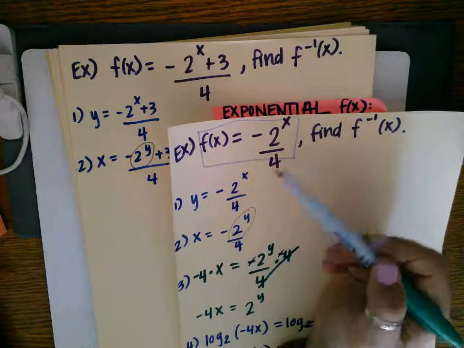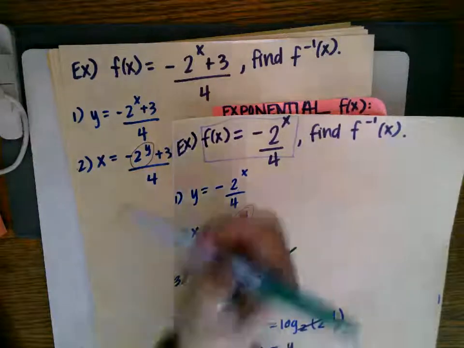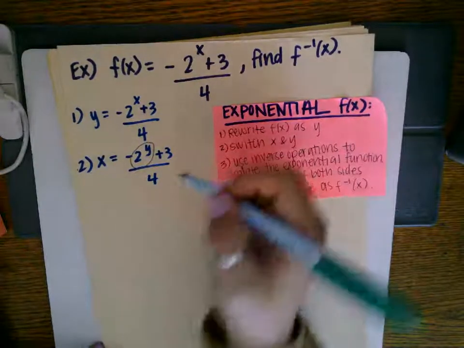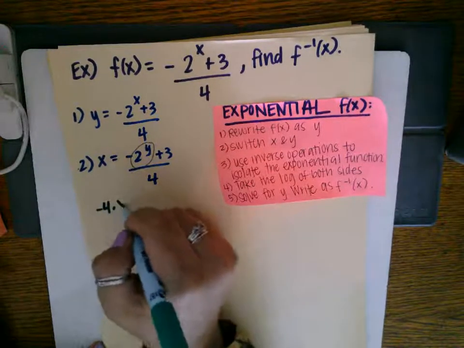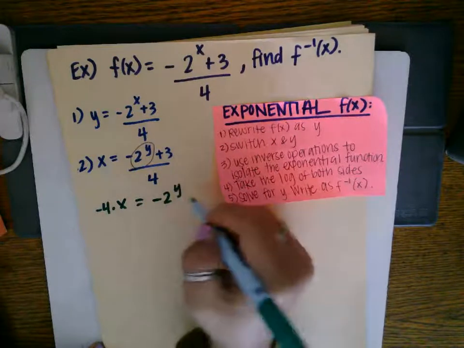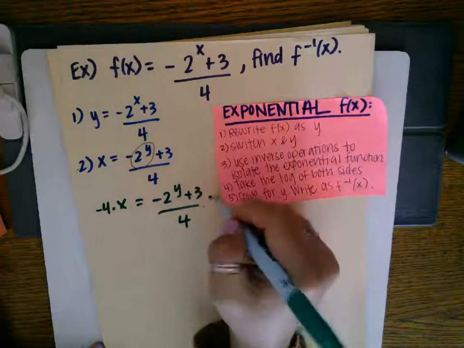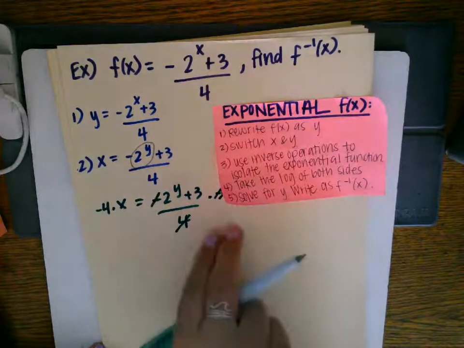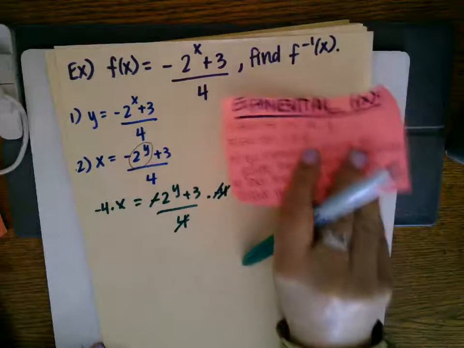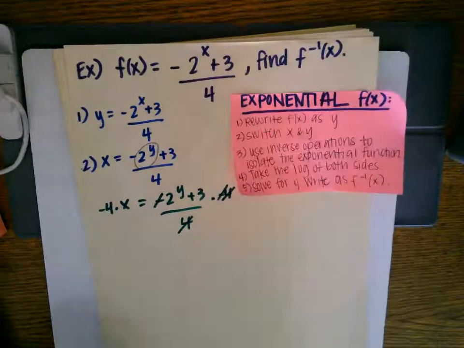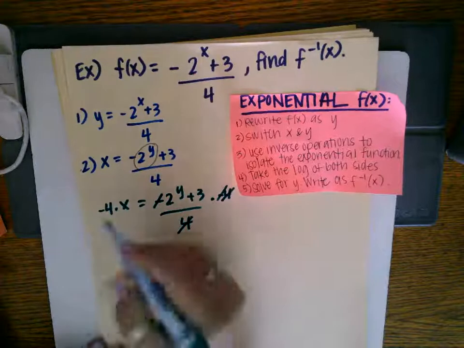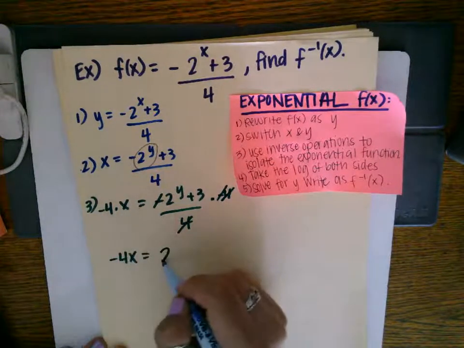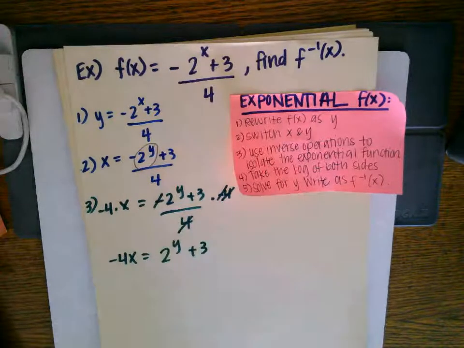So we still need to get rid of this denominator. We still need to get rid of 4. And as a matter of fact, we still need to get rid of the negative. So I can multiply both sides by -4 to get rid of not only the 4, but the negative as well. And whatever I do to the left-hand side, I must do to the right. I'm sorry, you couldn't really see that. That said -4. Okay, so if I do that, I have -4x equals 2 to the y plus 3.